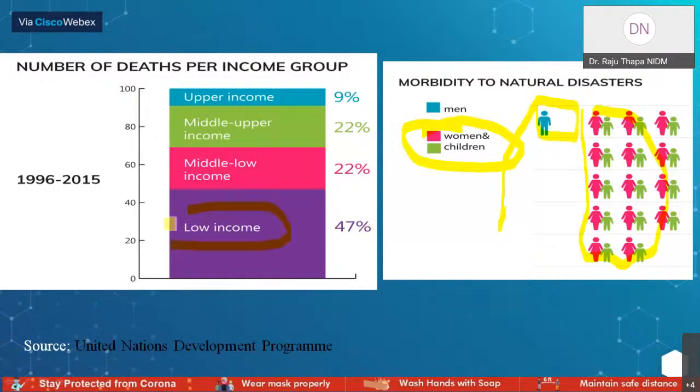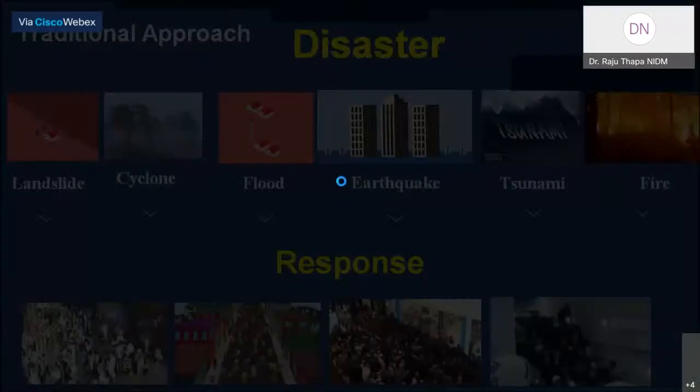And also if you see this figure right here, it shows that in the 1996 to 2015 data, 47% of the people who died from disasters were from the low income group, which itself speaks a lot. And as we go higher in the economic class, you will see the number of deaths reducing. So this was the point that I was trying to make.